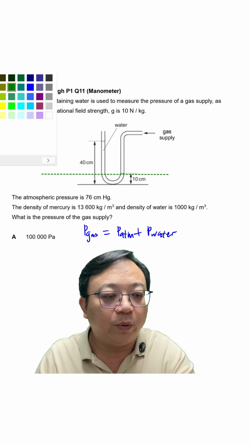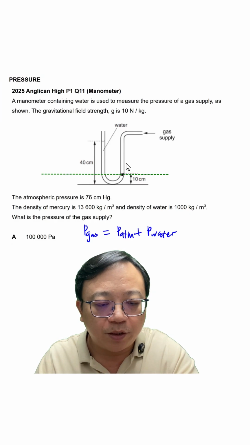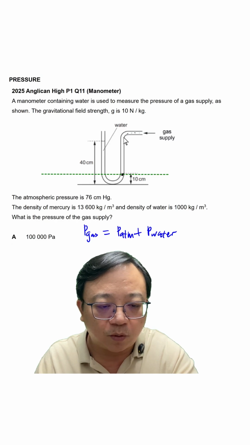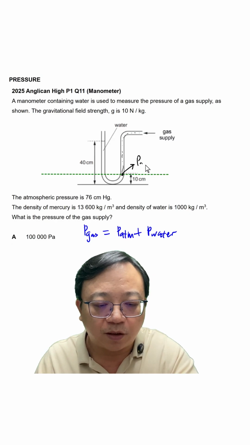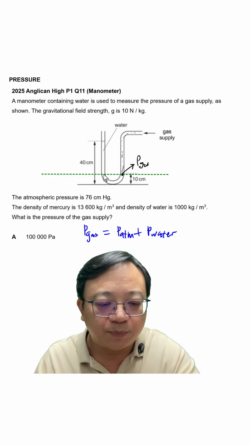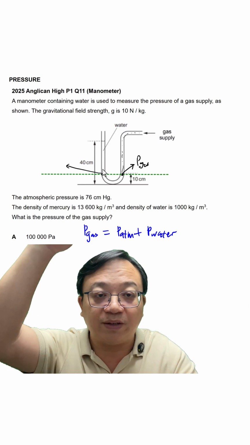Then we say, what is the pressure at this point? Do you know the pressure of the gas? All these are the gas. This point, what is on top of this point? Gas. So pressure at this point is pressure of the gas. This point has the same level as this point, right? So they have the same pressure. So what is the pressure at this point? What is everything on top of this point? Remember, pressure at the point is due to everything on top.